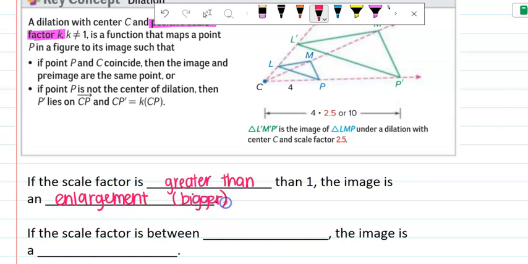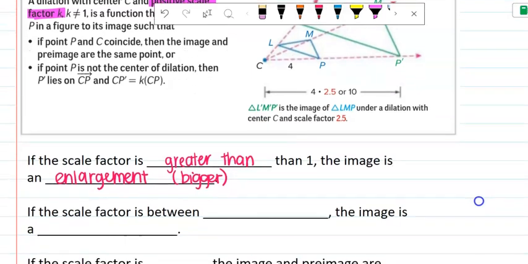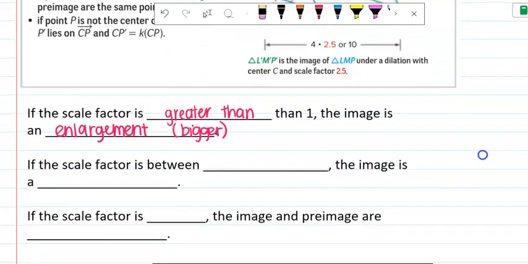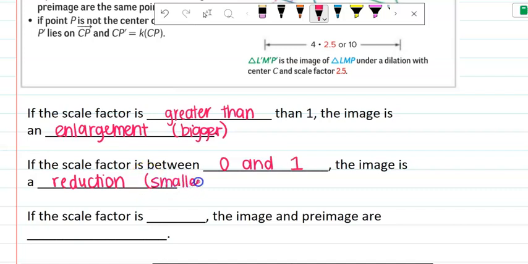The reason for that is because when we use our scale factor, we multiply with the scale factor. So if we multiply anything by a number bigger than 1, it's going to increase the number and get bigger. If the scale factor is between 0 and 1, the image is going to get smaller, and we call this a reduction. So it's going to get smaller.